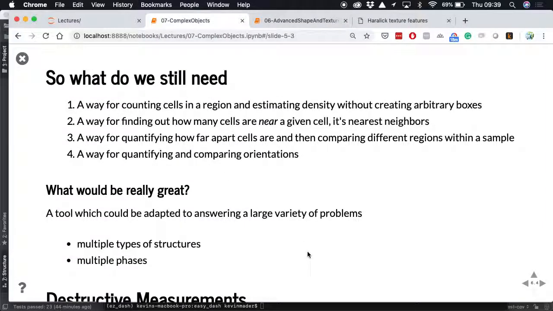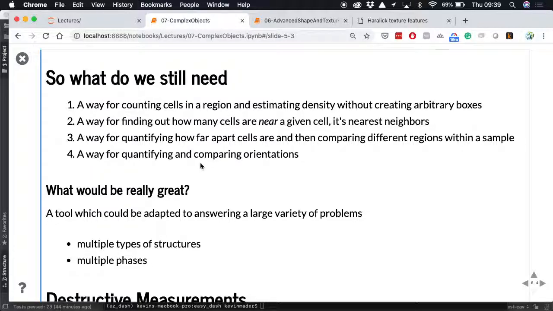And so what we need is a way of counting cells in a region and estimating density well without creating arbitrary boxes. We need a way of finding out how many cells are near a given cell, its nearest neighbors. This isn't like k-nearest neighbors with the classification or regression problems we have. This is just counting the number of physical cells that are nearby. We could probably use a similar technique, but it's not trying to classify or do anything. It's simply trying to count the number of neighbors that you have.